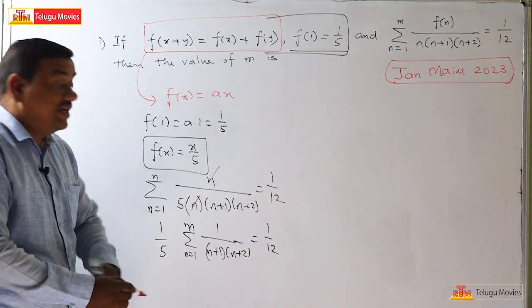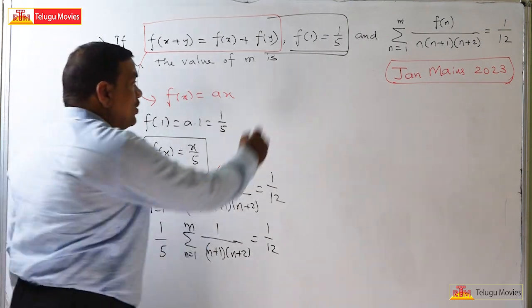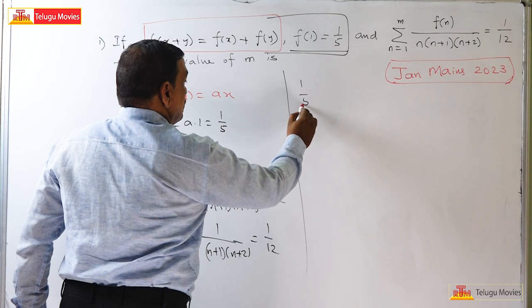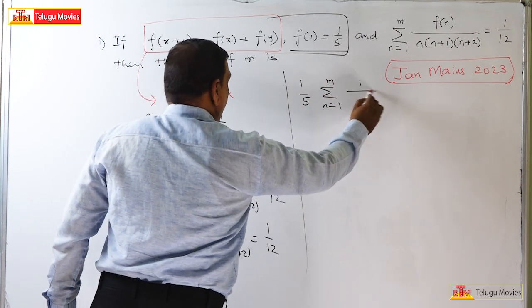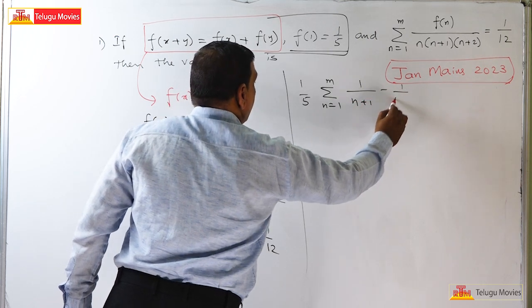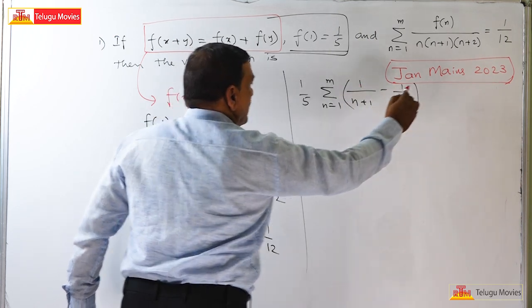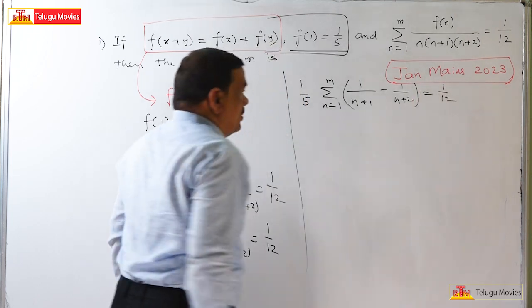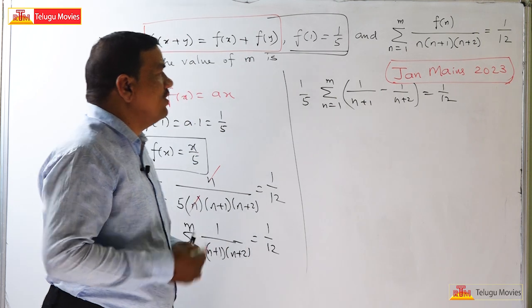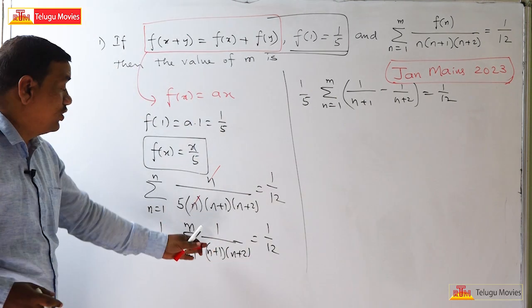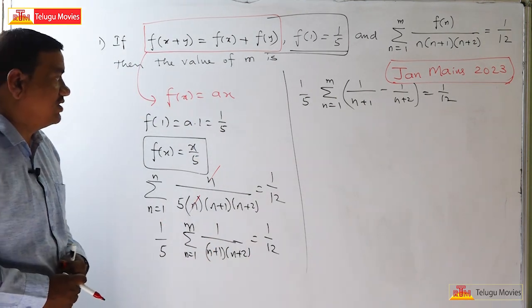Now let us do partial fractions. We know that by partial fractions, this is equal to 1 by 5 sigma n runs from 1 to m of 1 by n plus 1 minus 1 by n plus 2. Easily you can write down. Take LCM: n plus 2 minus n minus 1, 1 will remain. You can easily separate it as partial fractions.